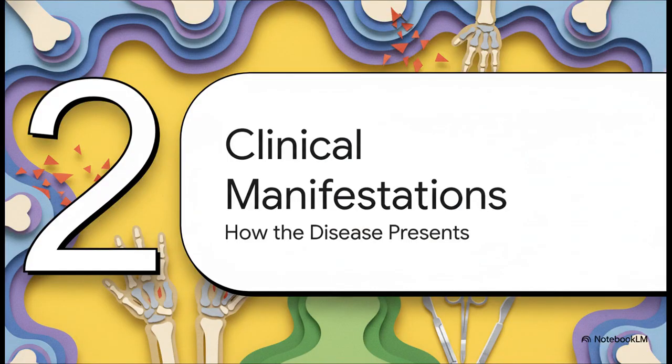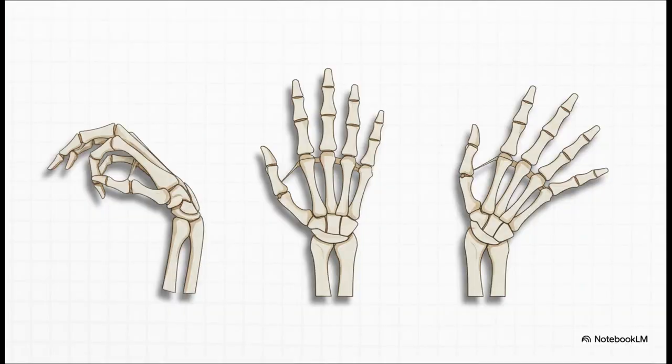Okay, so now that we know what's happening on the inside, let's look at the outside. How does all this destruction actually show up in a patient? What are the signs you're looking for? The hand is ground zero for these deformities, and you absolutely have to know these. We've got the boutonniere or buttonhole deformity and the Swan-neck deformity. Both of these come from a serious imbalance in the extensor mechanism, the tendons that straighten your fingers.